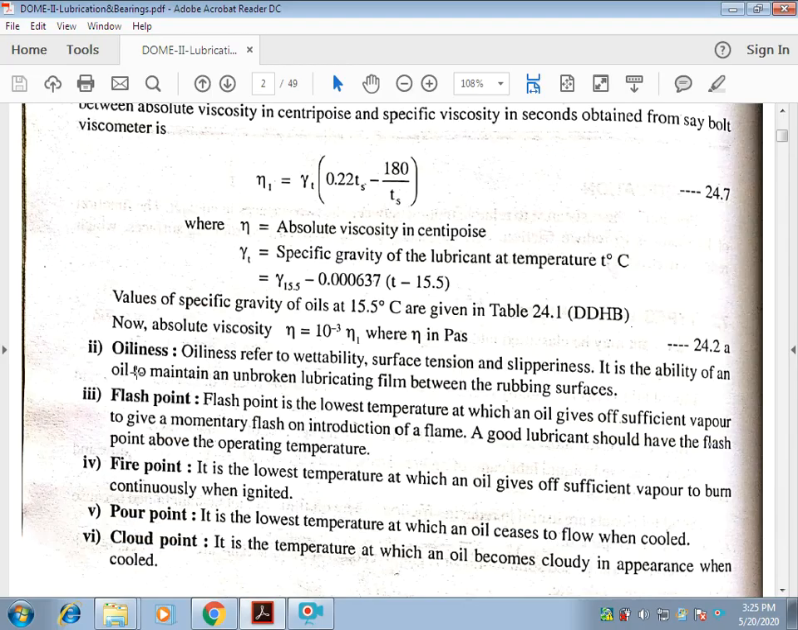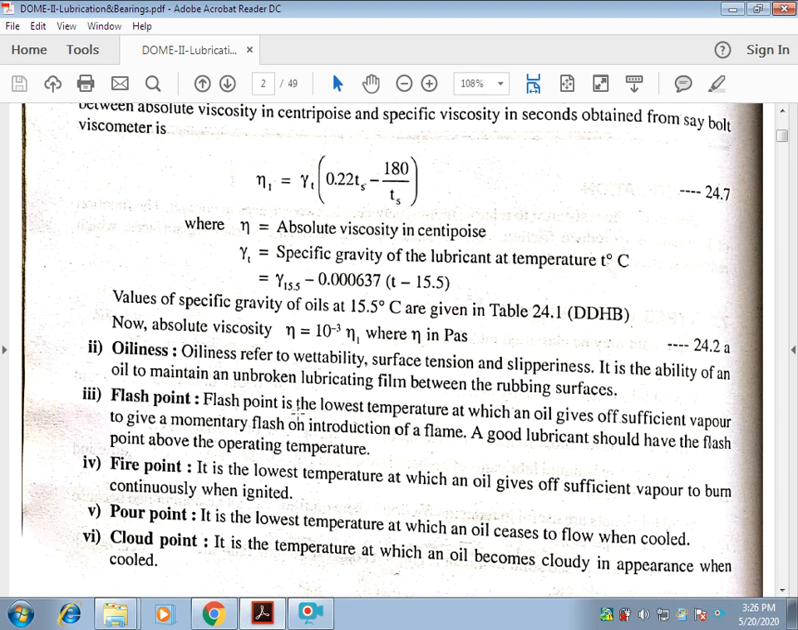It is not so much important. These are some properties of the lubricant: oiliness, flash point, fire point, pour point, cloud point. Oiliness refers to wettability, surface tension, and the slipperiness.